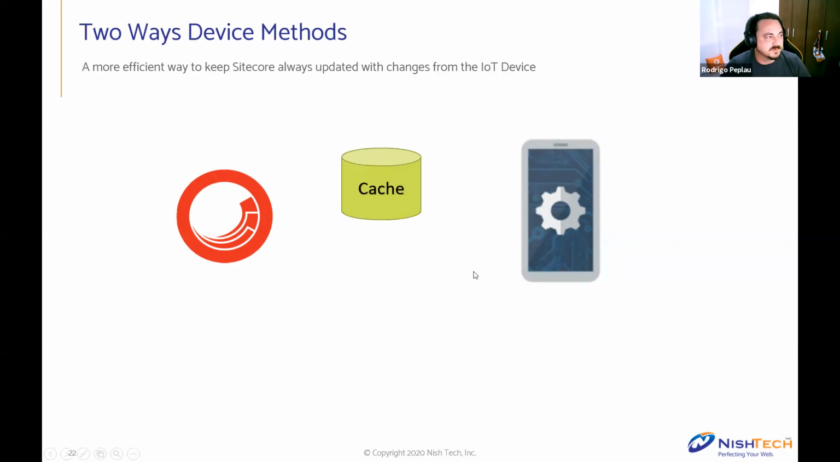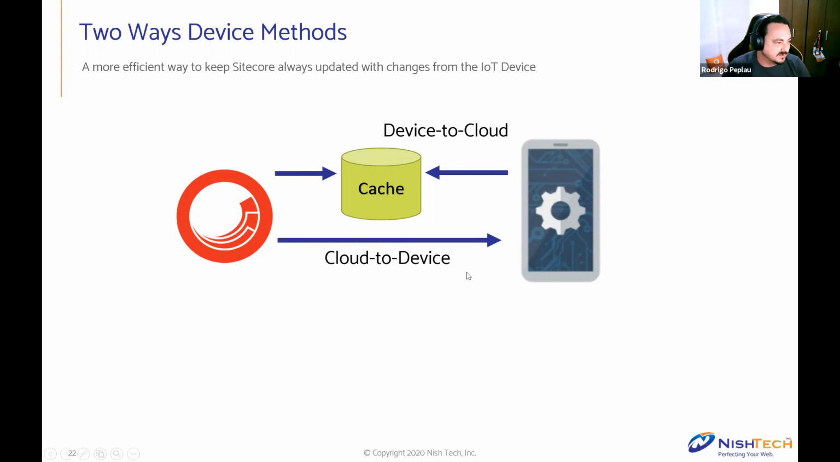And the two-way method direction is where you have a cache in the middle. It's much more efficient. So Sitecore can first request the value in the cache. If the value is in the cache, it's very fast for Sitecore to retrieve that info. Otherwise, Sitecore will request a call to the device. And the device can also keep the cache updated, and that's the important factor here. By using device to cloud, the device can let the cache update as well. If the cache is empty, Sitecore will send a cloud to device request and fill the cache.